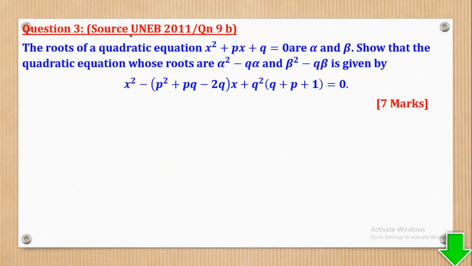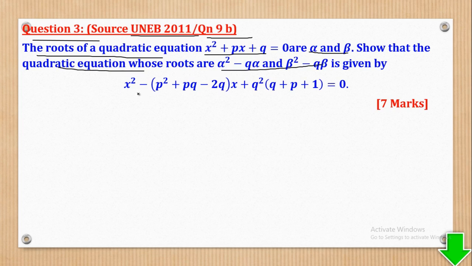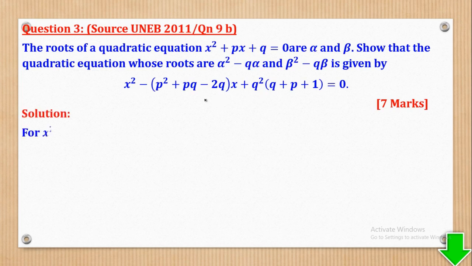Then question 3 came from UNEB 2011, paper 1, question 9b, and says, the roots of the quadratic equation this are this and this. Show that the quadratic equation whose roots are this and this is given by that. So for this equation, sum is that, product is that.